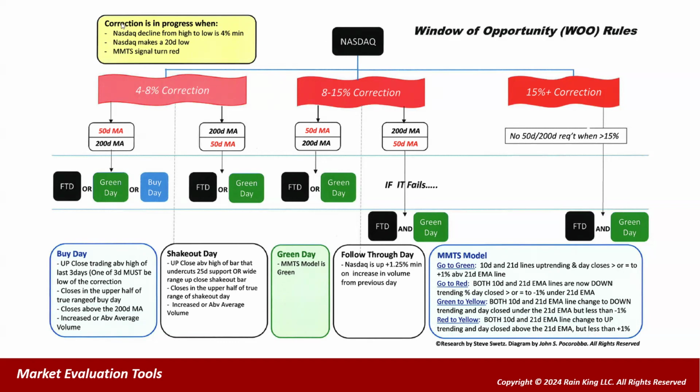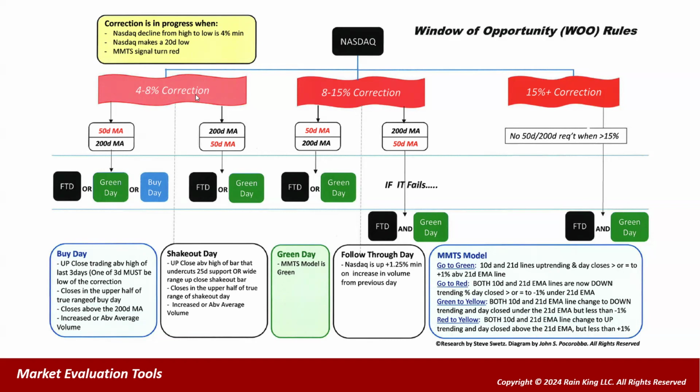So when you get a correction, now Steve defines a correction as when the NASDAQ goes from high to low, a minimum of 4%. The NASDAQ will be making a 20-day new low, and the MMTS signal turns red. So MMTS is over here, and essentially, I won't read this. You can pause your video player, but basically it's when the 10-day and 21-day are crossing each other and a certain number of days above. So you might want to read this if you really want to understand the MMT model to understand what a signal of yellow, red, and green are. But for this video, I'm just going to continue.